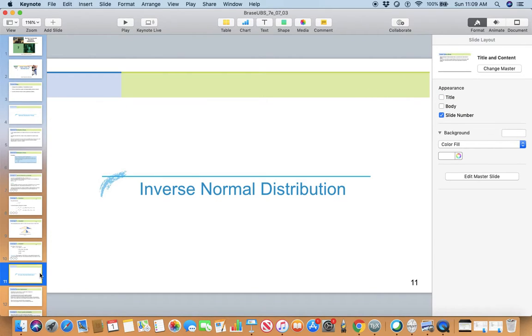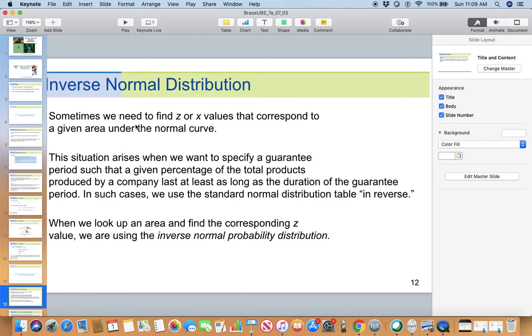All right. Inverse normal distribution. Sometimes we need to find z or x values that correspond to a given area. So right now, so far, what have we been doing? Given a z value, we have been finding the area. Sometimes you want to find the z value given the area, all right?